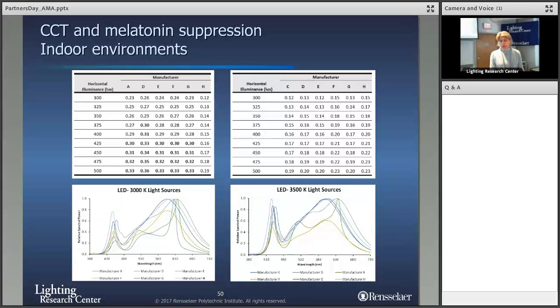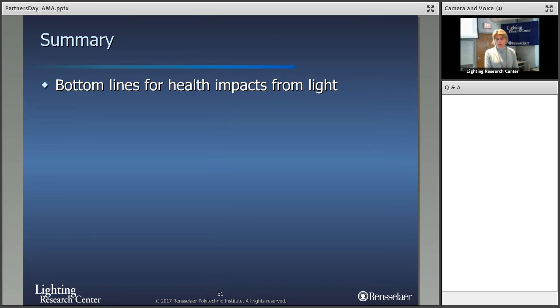Some manufacturers get it with 425, some manufacturers only need 375. So there's a variation depending on the SPD. Now what's interesting is, with the 3500 K light source, no manufacturers would get to that CS of 0.3 because it is less effective. So again, just to beat the dead horse, we do need to talk about spectral power distribution. We also need to talk about light levels.